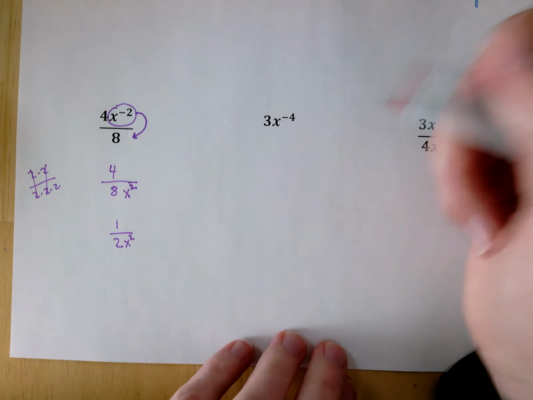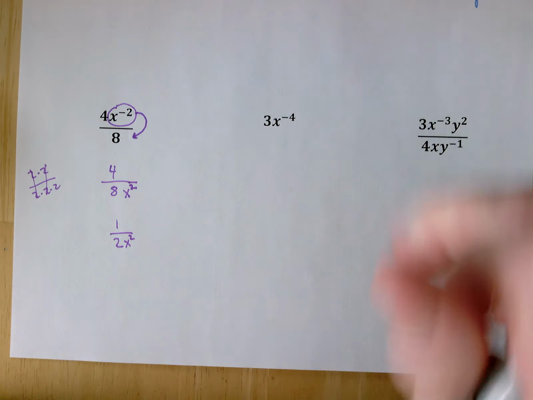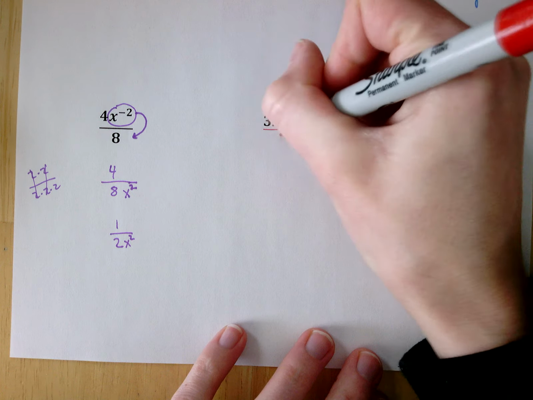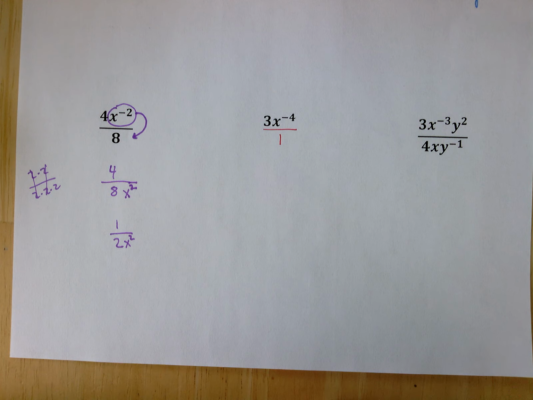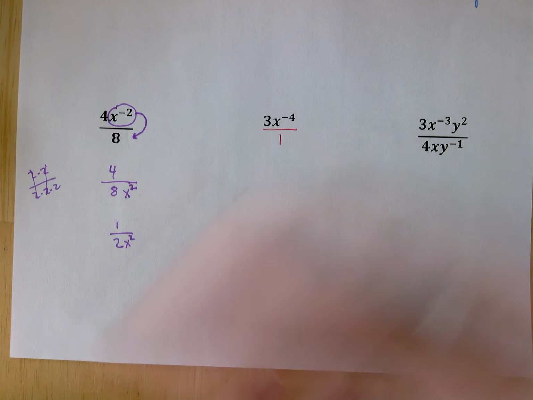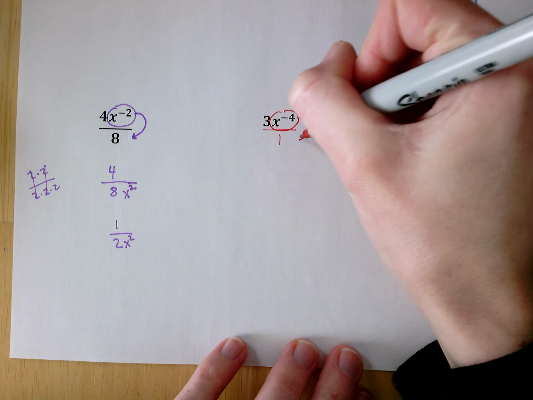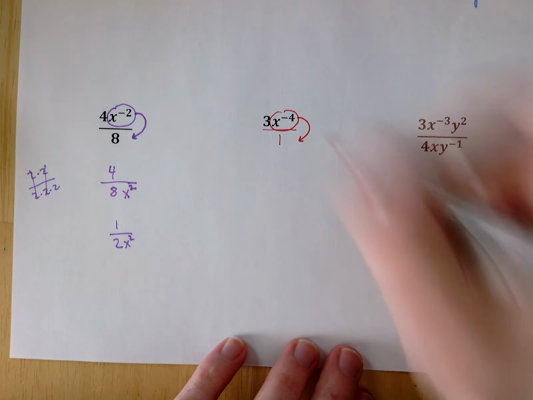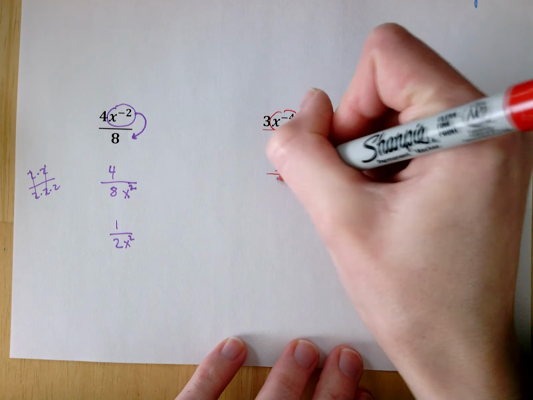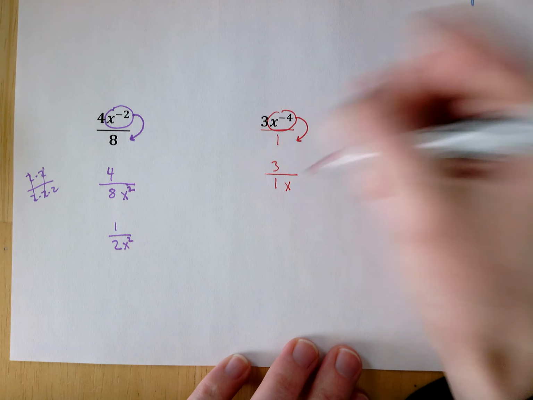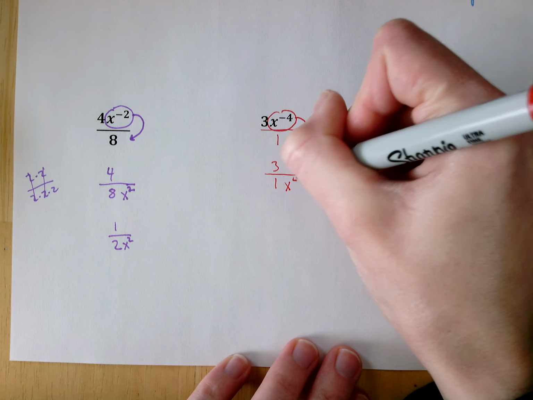All right, so let's try it again with this guy. Now this guy, I don't have a fraction here, and negative exponents flip to the other part of the fraction. So what we're going to do is make it a fraction by putting a 1 underneath it. Okay, and then I'm going to take this guy. He flips to the other part of the fraction. So here's my fraction. The 3 and the 1 stay put. The x to the negative 4 flips down to the bottom and becomes a positive 4.